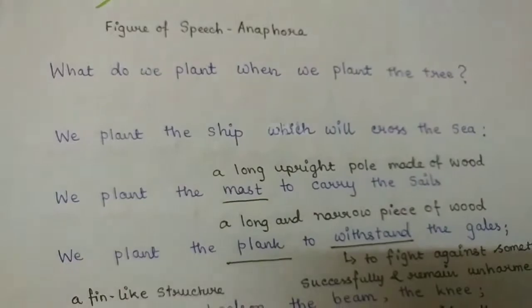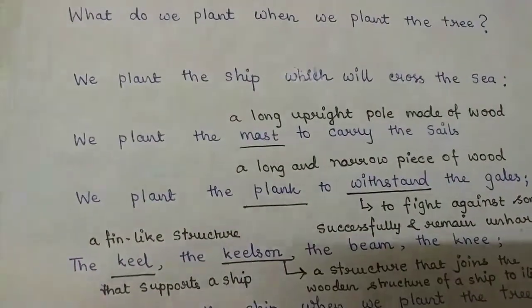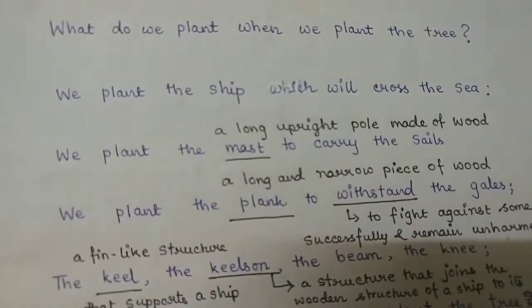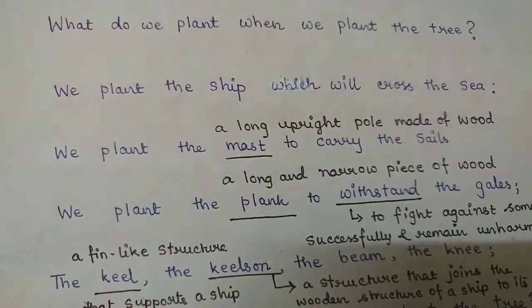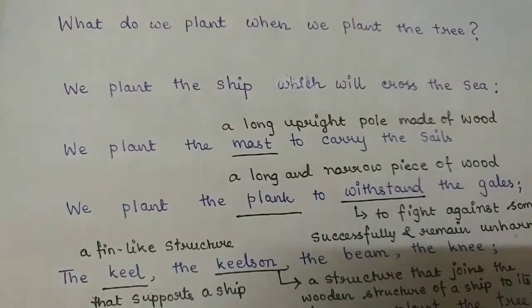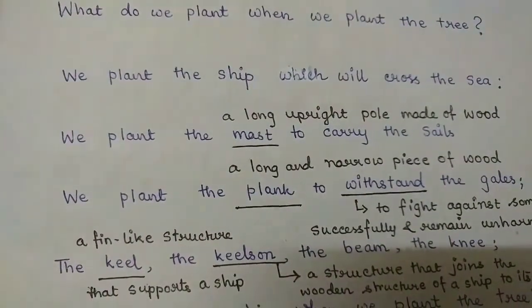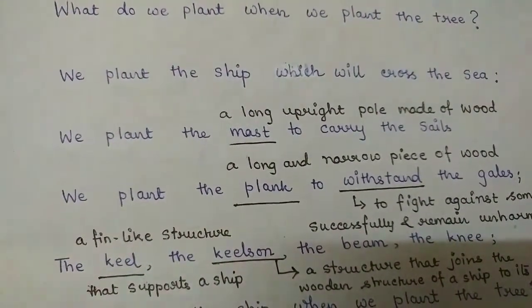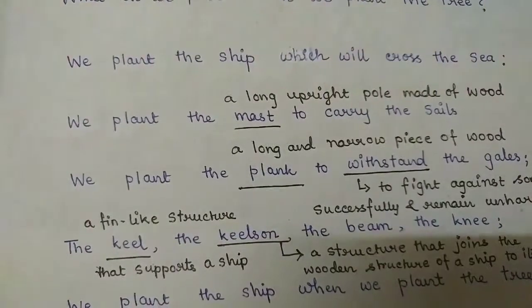Now the poet is telling what is the utility of planting the tree. What do we do exactly? What is the function when we plant the tree? We plant the tree so that we can build the ship which will cross the sea. We also plant the parts of the ship that support it, that are necessary so that the ship can operate.